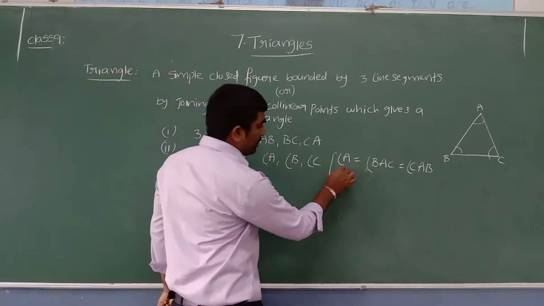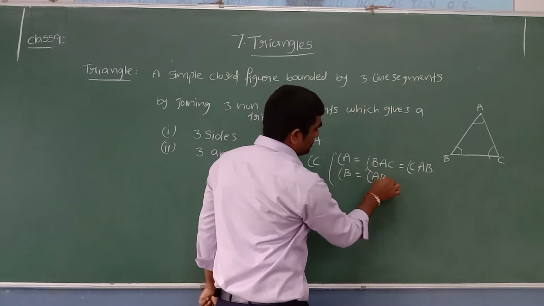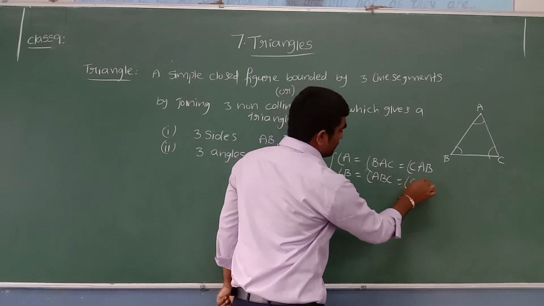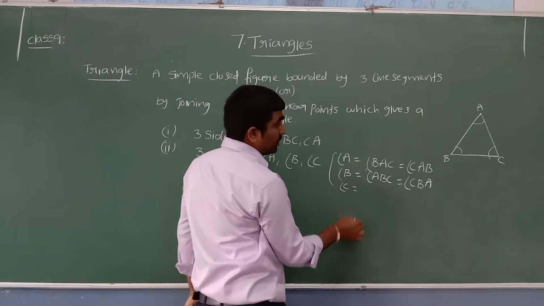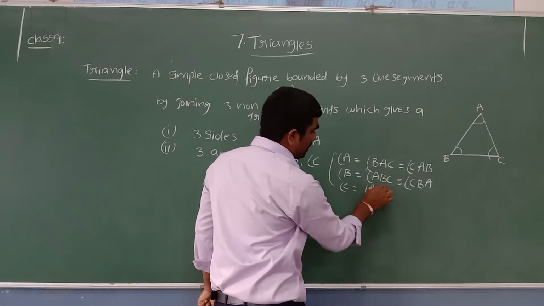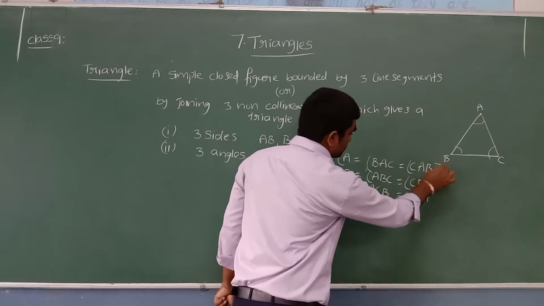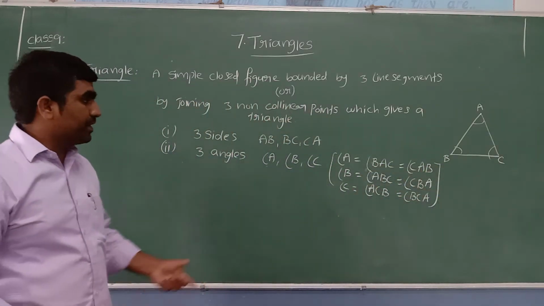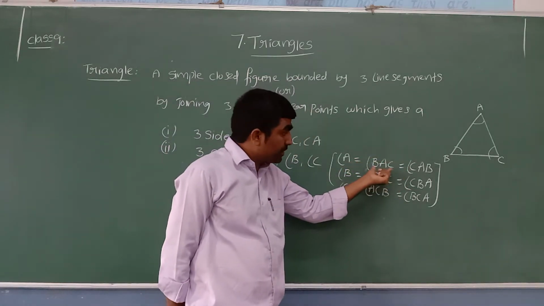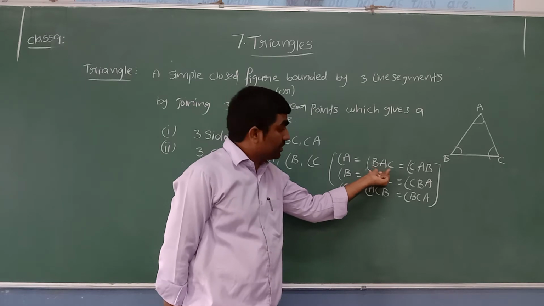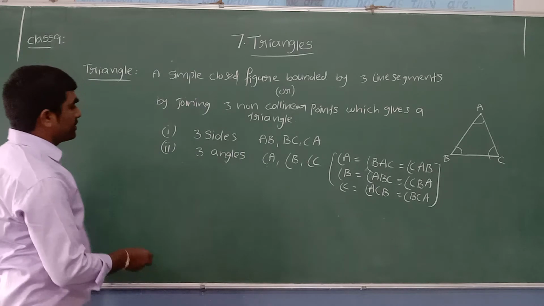Similarly, how can I write angle B? Angle ABC, or we can write angle CBA. Similarly, angle C we can express with three alphabets as angle ACB, or we can write angle BCA. Like that, each angle can be expressed with one alphabet or three alphabets. When you express it with three alphabets, make sure the angle's vertex is in between the alphabets. And then we go for the next.